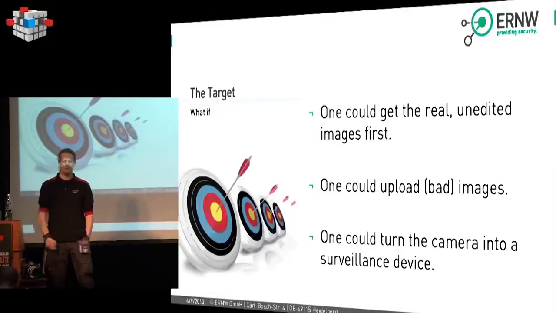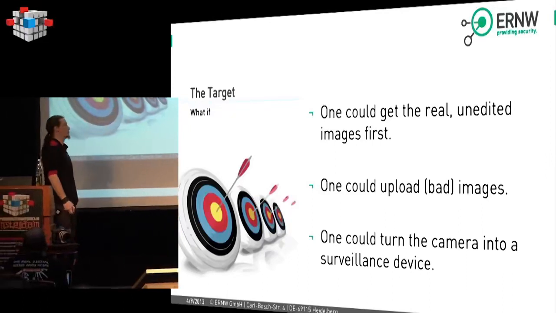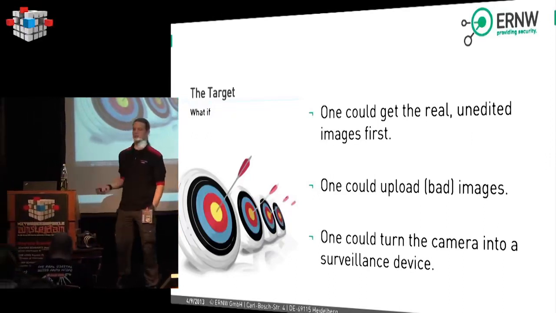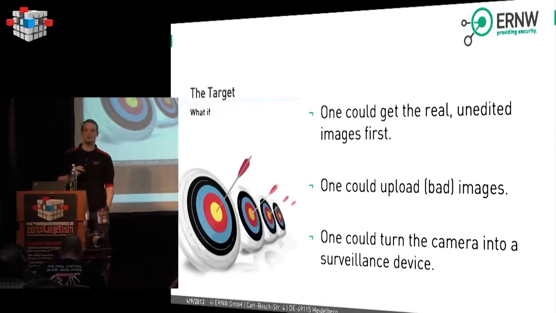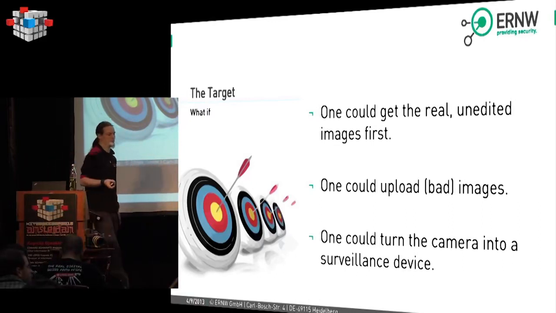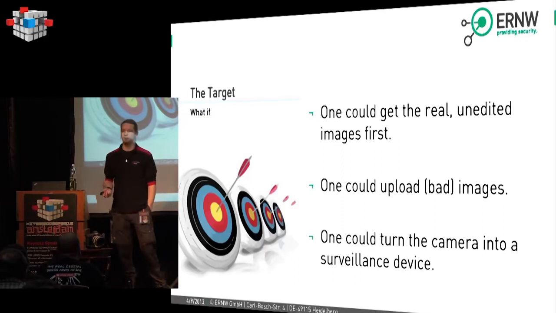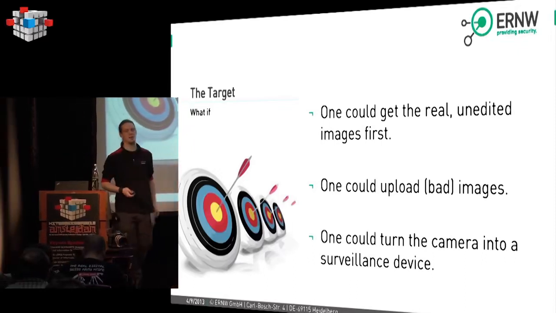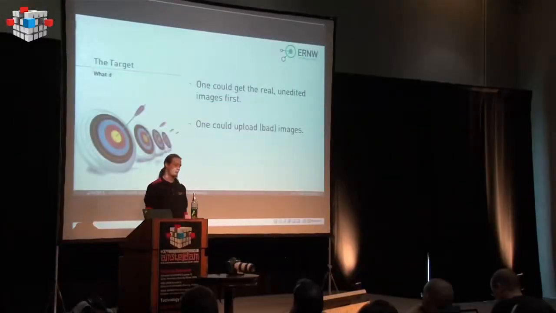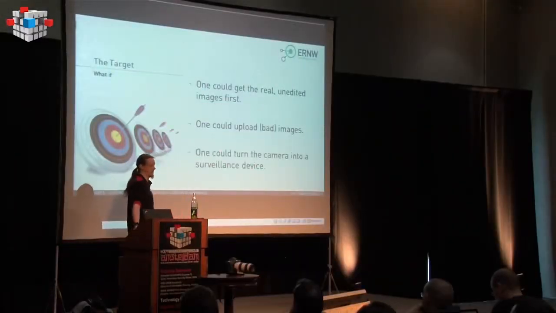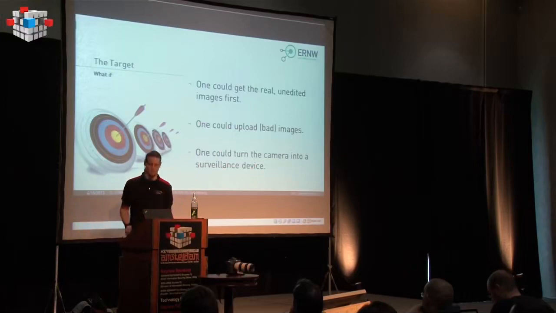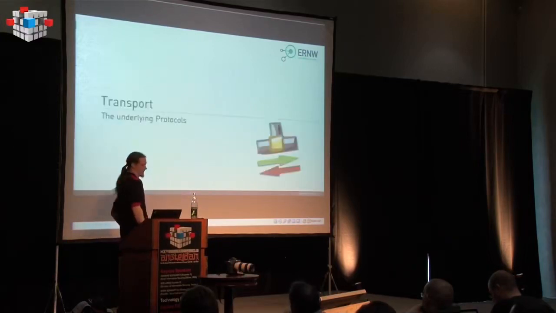What could possibly go wrong if we're able to get the real unedited footage first, so download all the uncensored pictures from the camera directly from the event? Or what would happen if we were able to upload some images to the camera? Like putting on some bad images you don't want on your camera and then pointing out the photographer to some security guy: hey, he has really bad images, you should take a look at that camera. Or even worse, what happens if we're able to turn the camera into a surveillance device? Okay, so we'll get onto this.